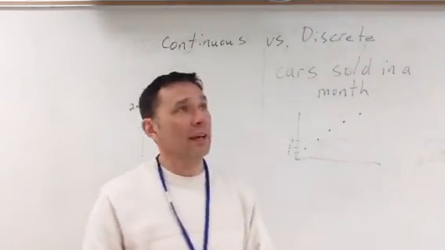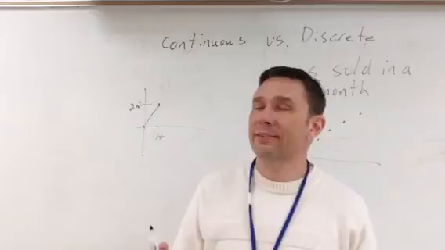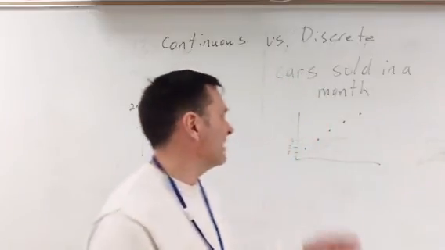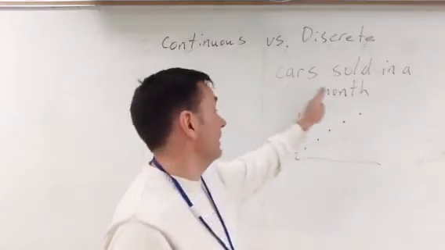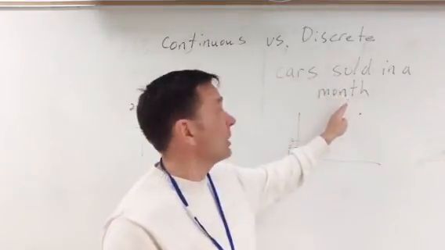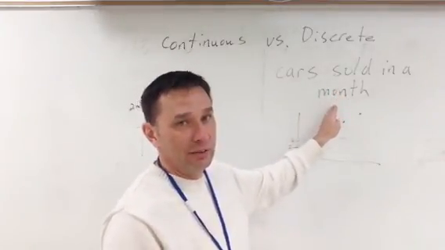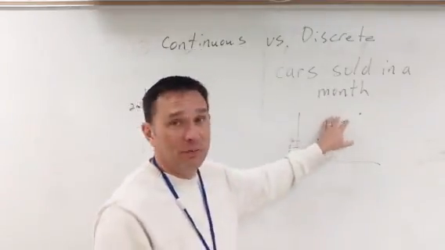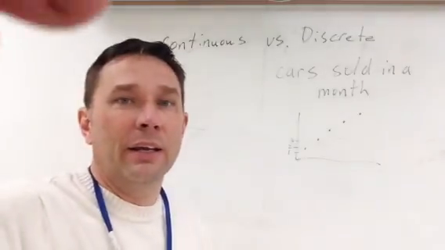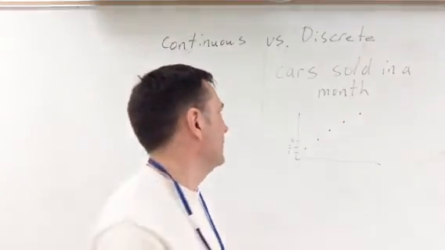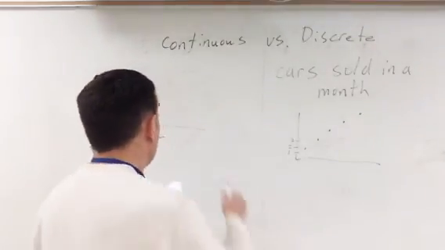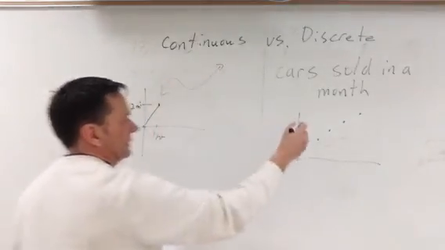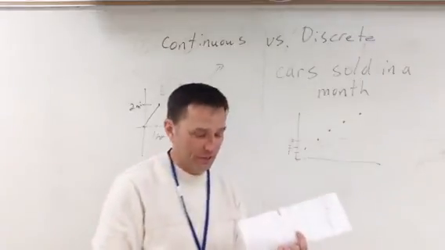So sometimes ask yourself, can I sell half of something? That might say, yeah, maybe it is continuous. If you can't sell or buy half of something, definitely discrete. And that would necessarily give you a break in your data. So again, graphs that are continuous might look like that. Discrete graphs are going to be made of separate points.